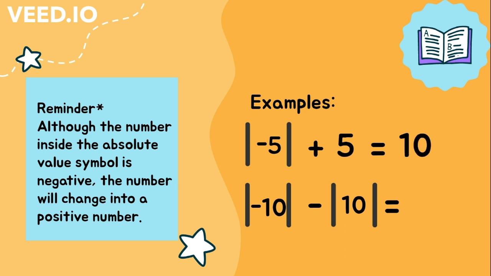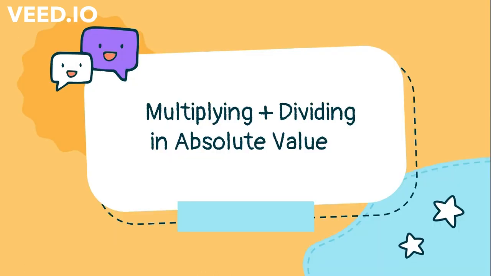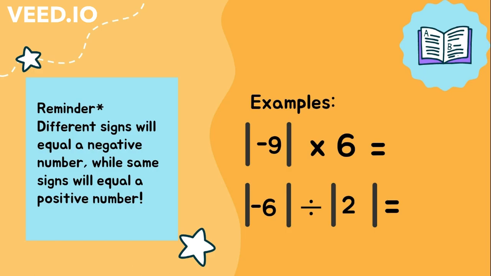The absolute value of -10 minus the absolute value of 10 will simplify to 10 minus 10, which simply equals 0. Now let's try multiplying and dividing an absolute value.